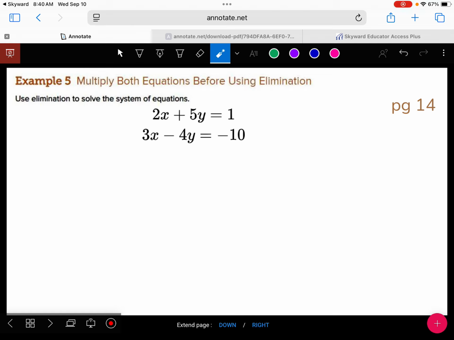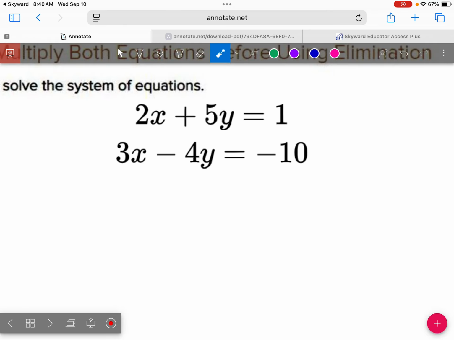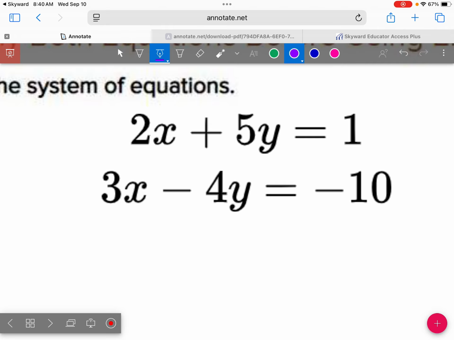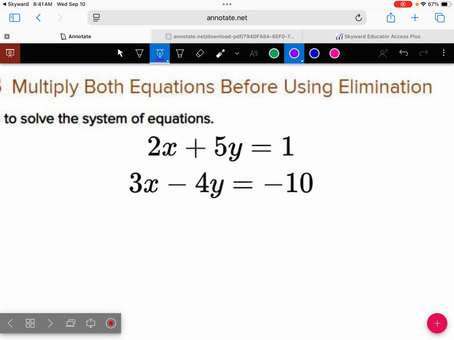So we get to pick which letter we're going to eliminate out. We can use our x's or we can use our y's. Neither one of these is set up beautifully for elimination. I have a 2x and a 3x. I have a 5y and a minus 4y. So neither one of these is already set up for it, so we're going to have to do at least a little bit of multiplying. When we're going to have to multiply an equation, we get to pick which letter we're going to go for. Which letter do we want to eliminate out, the x's or the y's? There's not a wrong answer here.